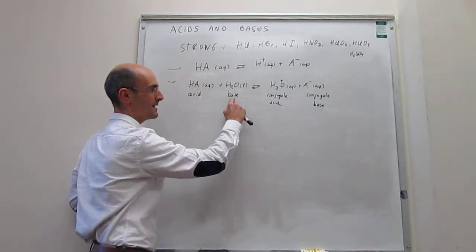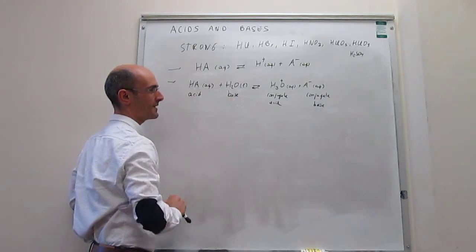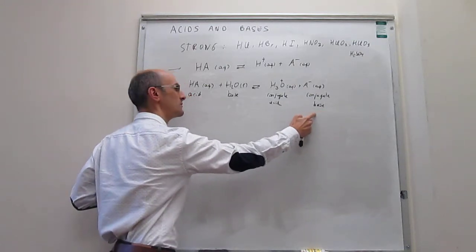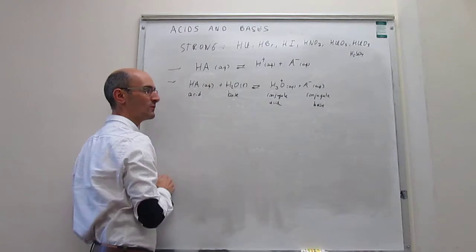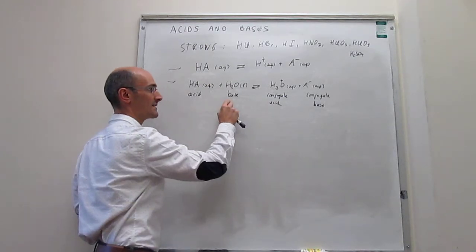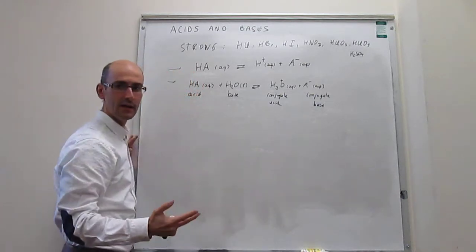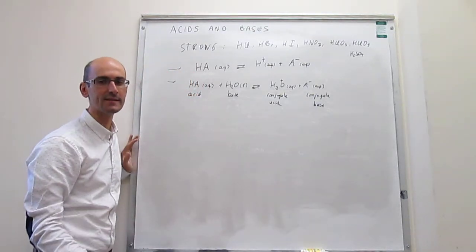And what that means is that this base is actually a much better base than that one, right? This base does not have a lot of affinity for the proton, so the equilibrium does not move to the left at all. Instead, this base has more affinity for that proton, and the equilibrium is displaced to the right. That's what will happen for a strong acid.